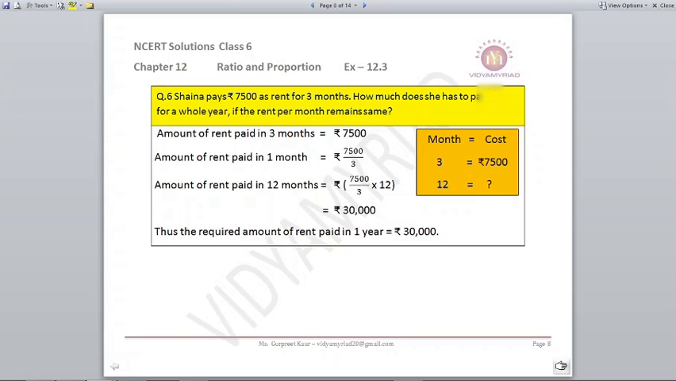In 1 year there are 12 months. That means for 12 months the cost will be question mark. So how will I find out? For 1 month the rent will be 7500 divided by 3. So for 12 months it will be multiplied by 12. It comes out to be 30,000. This is the required amount which one has to pay in 1 year.